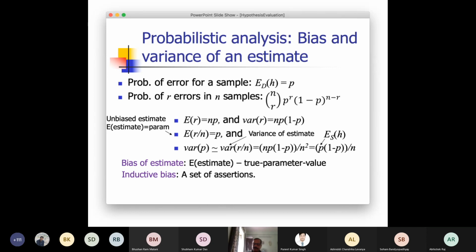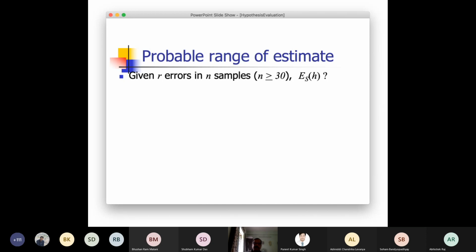You should also note the difference. The term bias could be used in various contexts. Earlier, I used the term bias for inductive bias. That is something different. It is a set of assertions which you have assumed, on which your logical arguments are placed. Whereas bias of an estimate, in this case, is a numerical quantity, as you can see. So what is the probable range of the estimate?